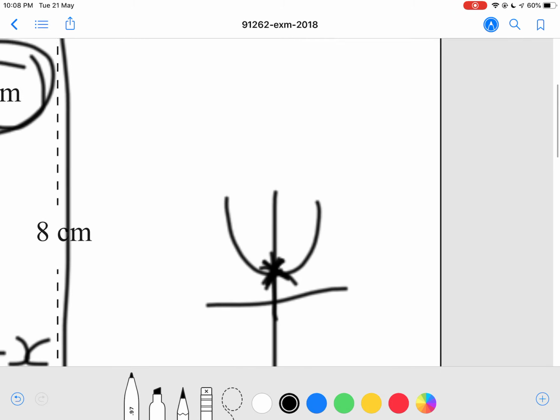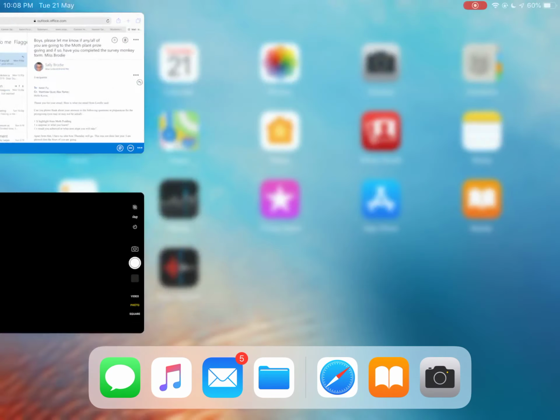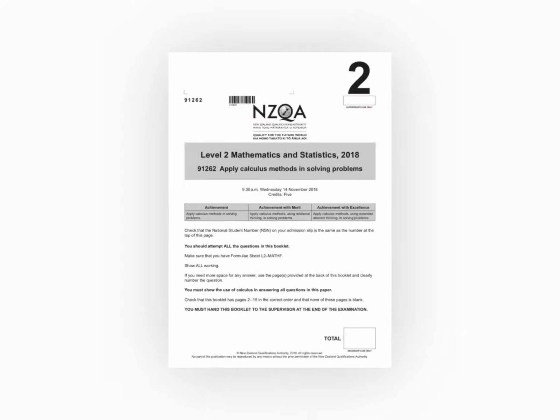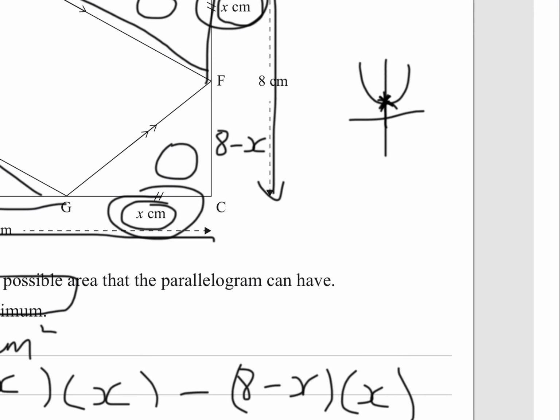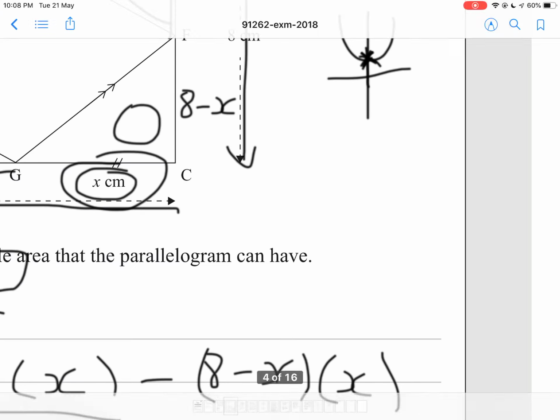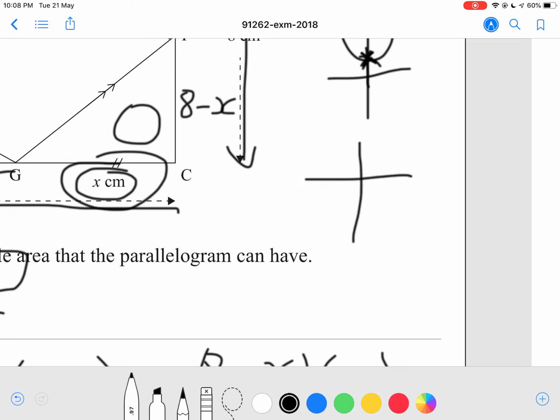So we can see this parabola here. Sorry, this is glitching, just let me refresh the app. It does this sometimes. Sorry about that. Okay, so we're going to have a parabola here.